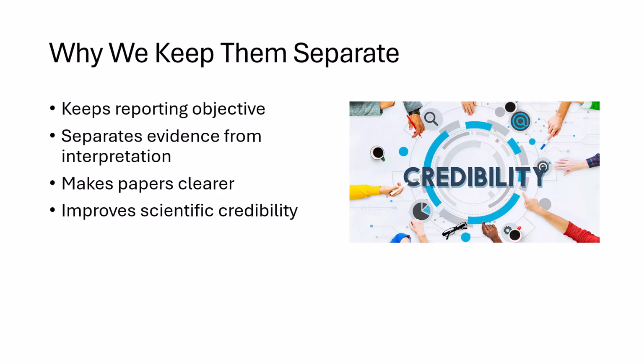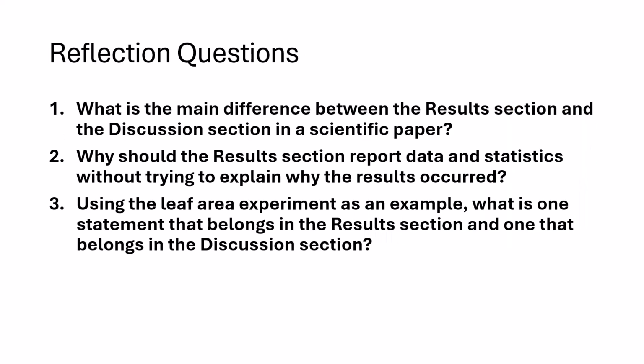Separating results and discussion isn't just a style choice. It's about scientific honesty and clarity. Readers should be able to see the evidence first without being influenced by interpretation, and then decide whether they agree with how the authors explain it. This separation is part of what makes science transparent and trustworthy.